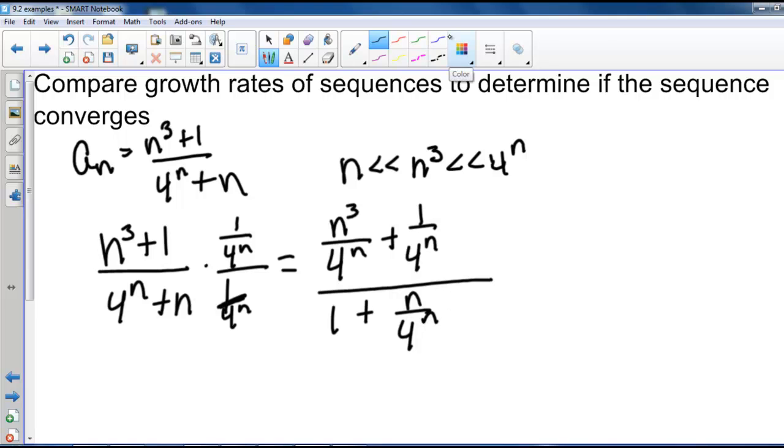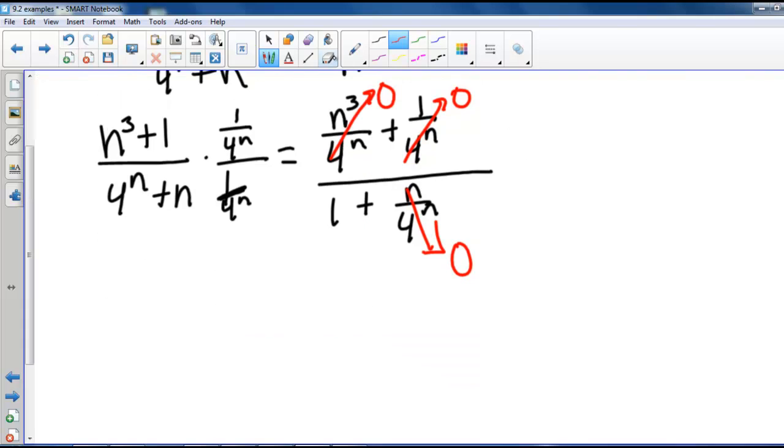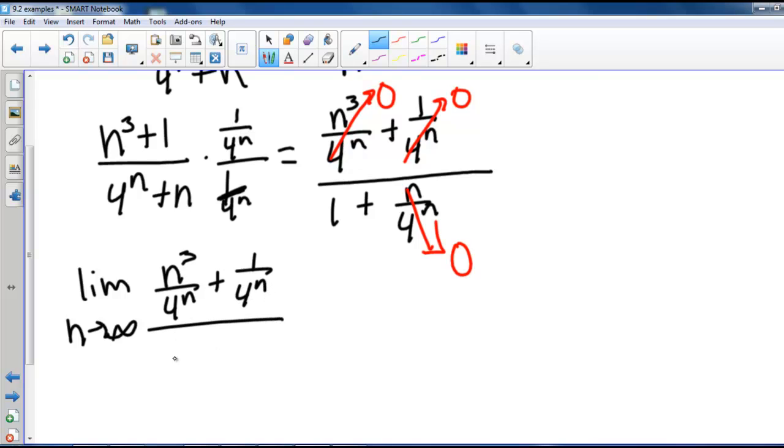So because 4 to the n grows faster than n cubed, this term approaches 0 as n goes to infinity, as does 1 over 4 to the n. And since 4 to the n grows faster than n, n divided by 4 to the n approaches 0. So if we take the limit as n goes to infinity of n cubed over 4 to the n plus 1 over 4 to the n divided by 1 plus n over 4 to the n, we're going to get 0 plus 0 over 1 plus 0, which is 0. So this converges.